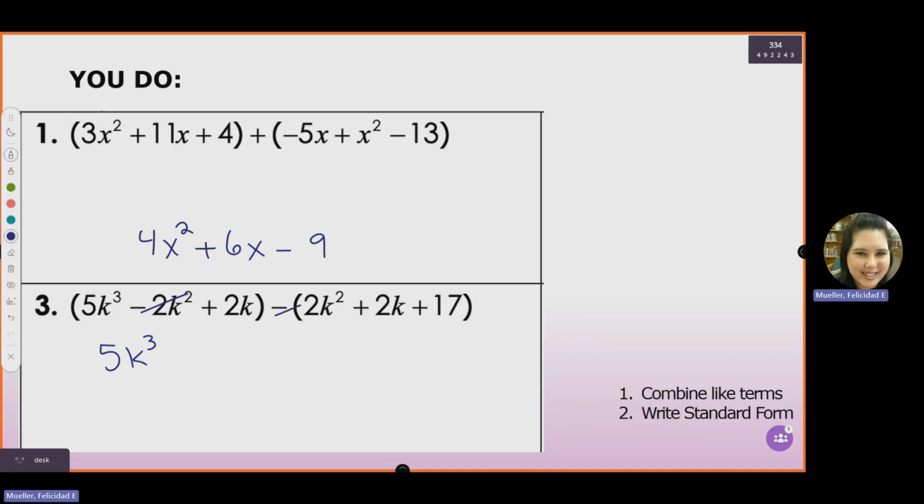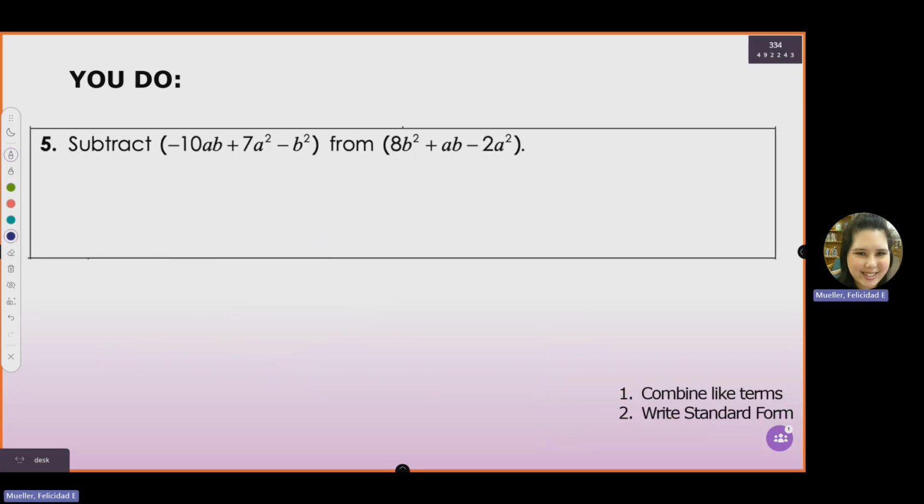Those cancel out. 2k minus 2k. Oh, those do not cancel out. The 2k's cancel out. We should have minus 4k squared minus 17. Right. Go ahead and try number 5.